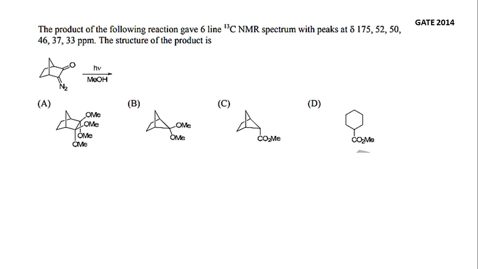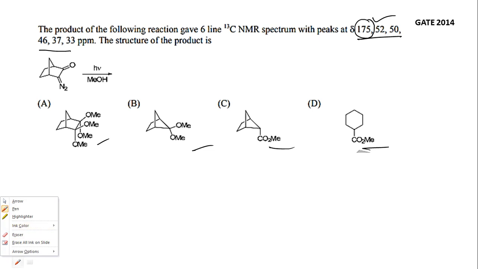For the product of the following reaction, the 13C spectrum, how many peaks there are, is also given. Total 6 lines. But if you observe this 175, obviously you can eliminate these two structures, because that is a carbonyl carbon, actually an ester. These two are esters, but here we do not have any ester carbonyl. So this peak suggests that you can eliminate A and B. Even if the 13C spectrum were not given, we could still solve this problem if we understand the mechanism properly.